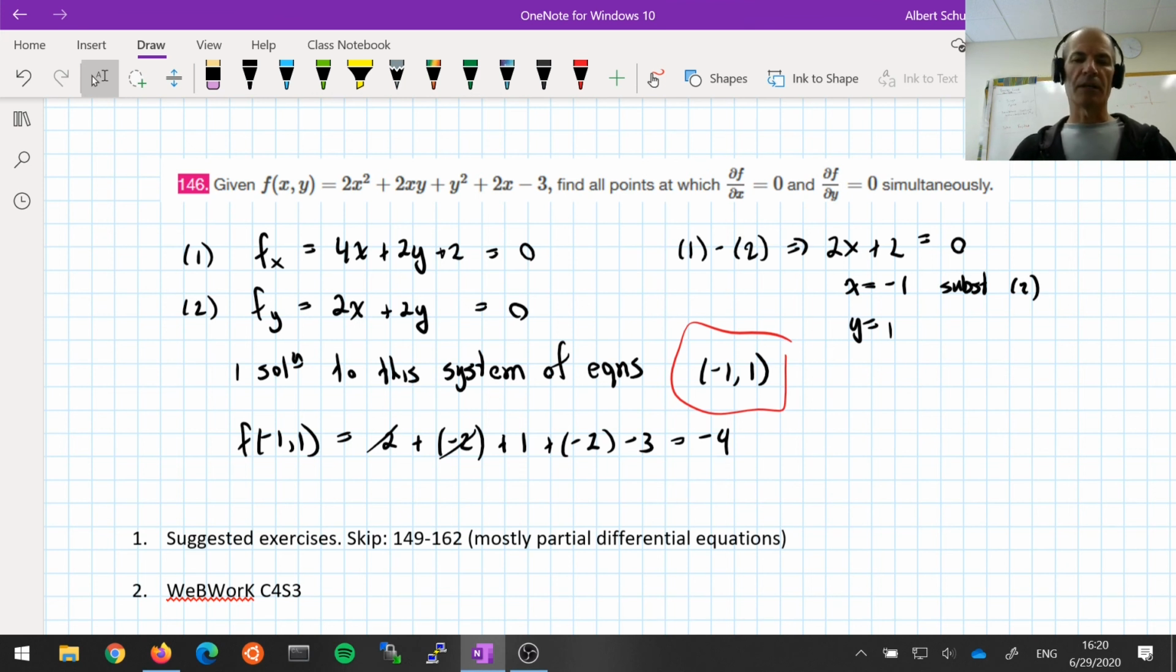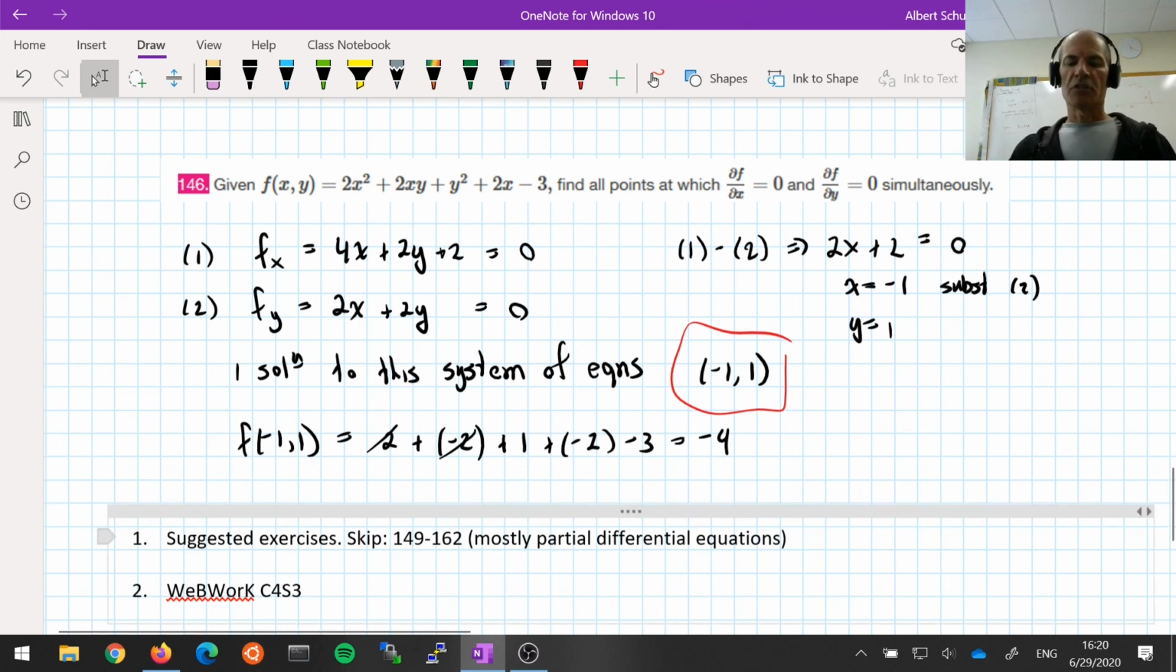All right, just to wrap up here, again, I want you to go through the exercises at the end of the section, but you can stop at problem 149 and ignore everything after that because that's all related to partial differential equations. It's all stuff that I want to de-emphasize in this particular class. Once you've done enough of those exercises to get a grip on the topics, jump over to WebWork and do the assessment for section 3, chapter 4. Thanks a lot.